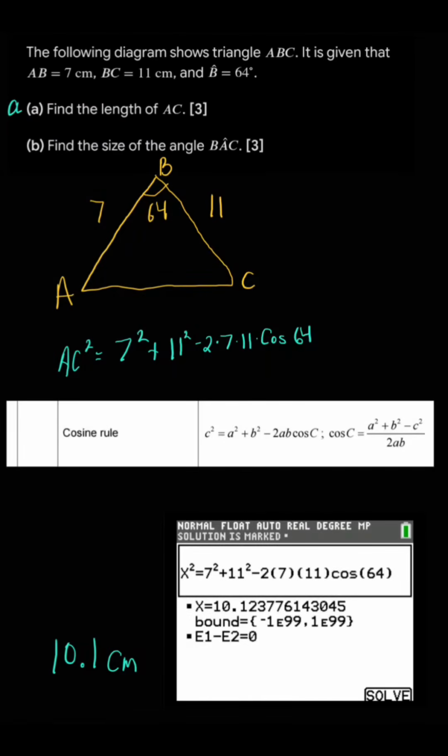Now, to distinguish if you're going to use sine or cosine for this question, we can only use sine if we have an angle and a side across from each other, and we know both. We have to know the side and angle across from each other. In this case, we do not have this scenario.